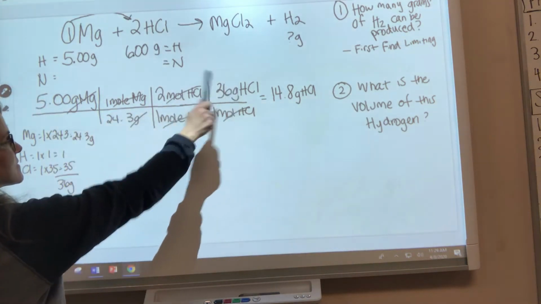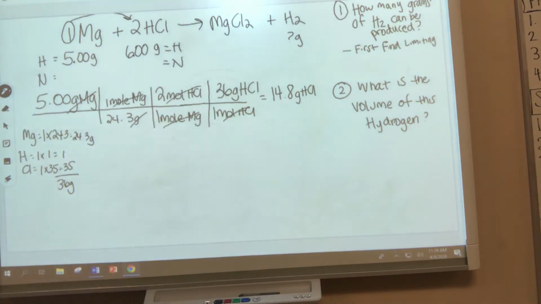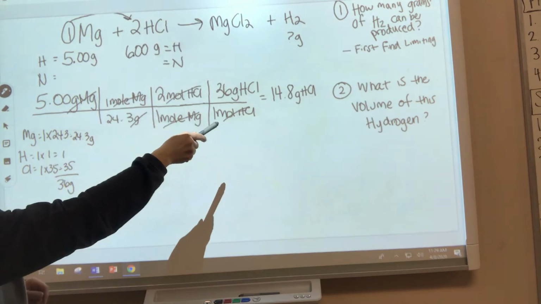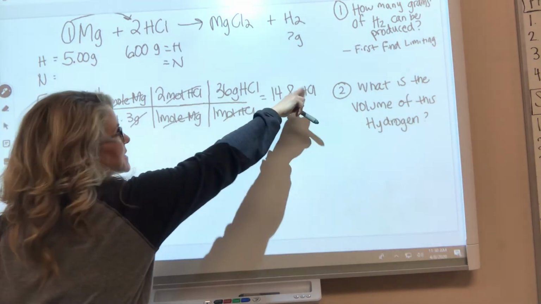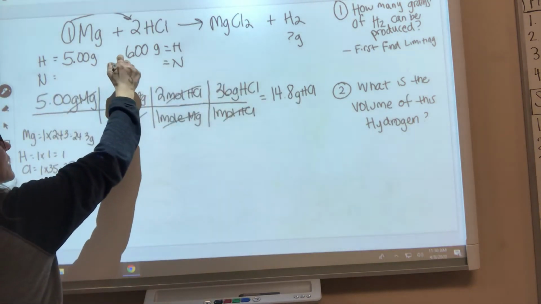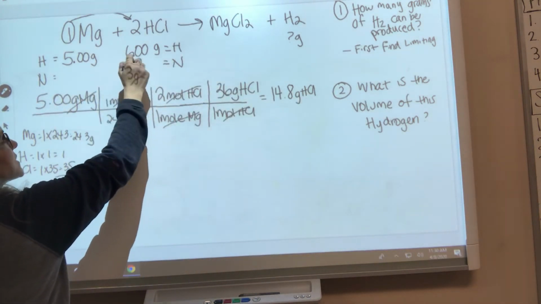Multiply across, divide by 24.3. You could probably just go 24 too, it doesn't really matter. And then I get 14.8 grams of hydrochloric acid for my answer. What do I do with that? Okay, remember what you find there is how much you need of that reactant. So I'm going to take this, and because it's HCl, I'm going to put it right here. So 14.8 grams.